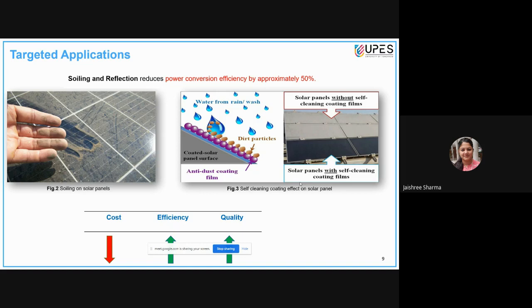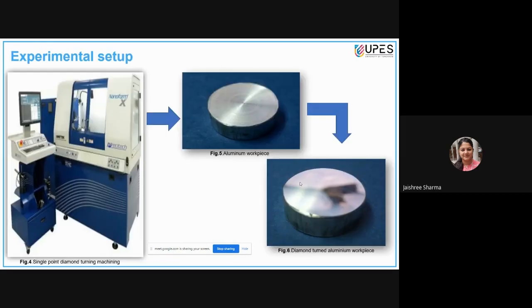The third one is the non-durability of the super hydrophobic coatings, which can restrict their usage in real world applications. So here is the experimental setup. I fabricated the 2D hierarchical structures onto the surface of the aluminium by using a single point diamond turning machine. Here you can see that first the aluminium workpiece was diamond turned in order to remove all the wedge so that the 2D hierarchical structures can be fabricated very clearly.